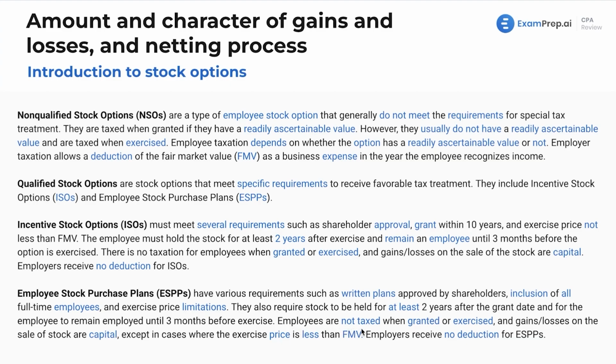Employees are not taxed when granted or exercised, and gains or losses on the sale of the stock are capital, except in cases where the exercise price is less than the fair market value. And for these, employers receive no deduction here. So all of these different stock options, these are existing to kind of get you invested in the company. You may have experienced this yourself working for a company. You may not have, but if you have, it does help to think about that.